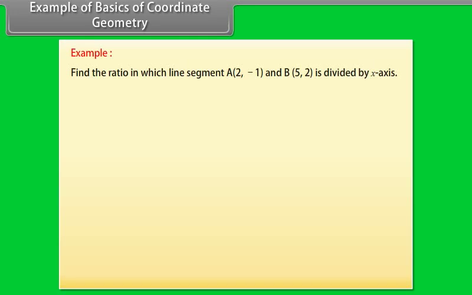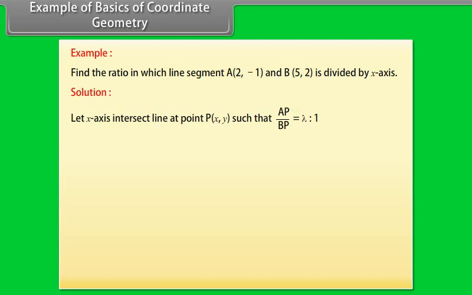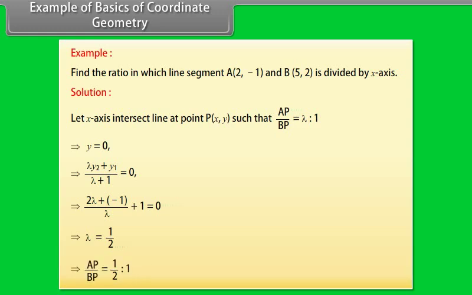Example. Find the ratio in which line segment A(2, -1) and B(5, 2) is divided by x-axis. Solution. Let x-axis intersect the line at point P(x, y), such that AP by BP is equal to lambda is to 1. It implies y is equal to 0. It implies (lambda y2 plus y1) divided by (lambda plus 1) is equal to 0. It implies (2 lambda plus minus 1) by (lambda plus 1) is equal to 0. It implies lambda is equal to 1 by 2. It implies AP by BP is equal to 1 by 2 is to 1.